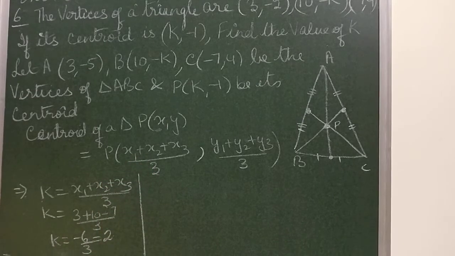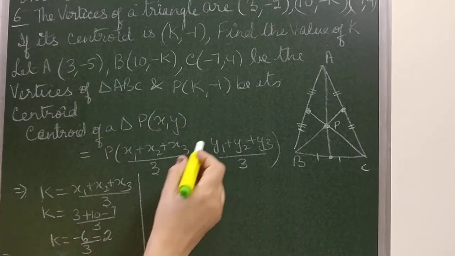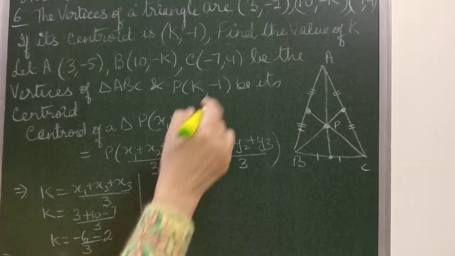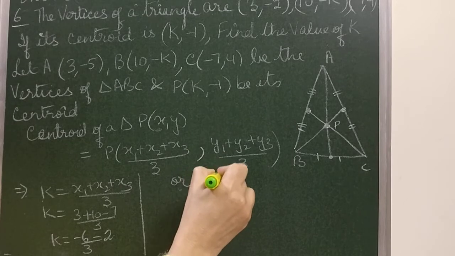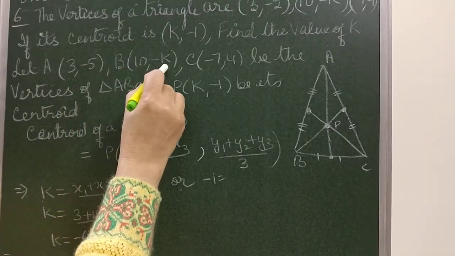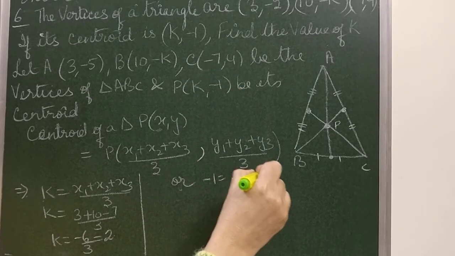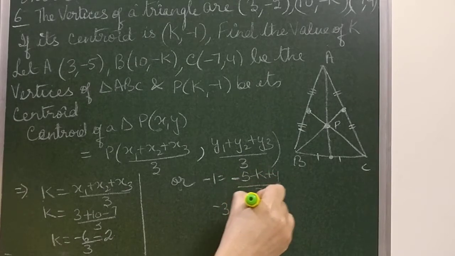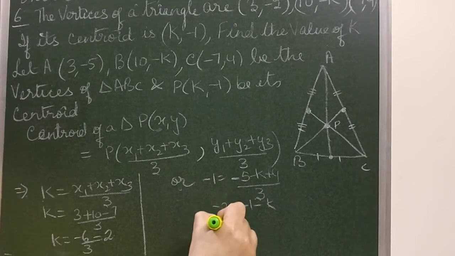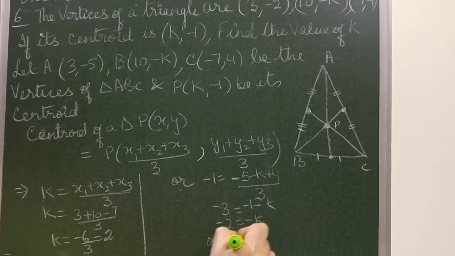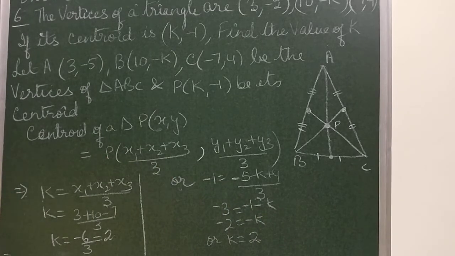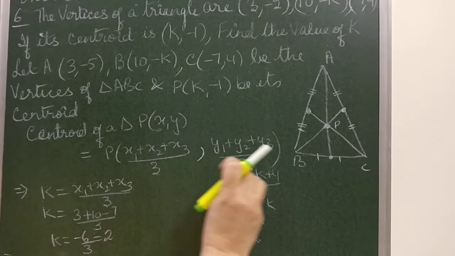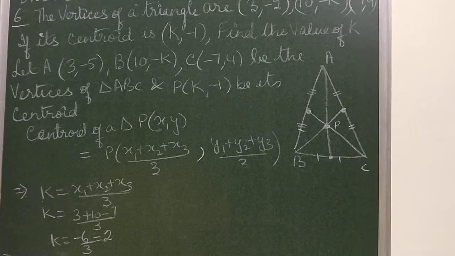Now, only k we had to find out, isn't it? Let us confirm it, or we can even use the formula for y. Suppose we are using y, then y equals minus 1. Minus 1 equals (y1 is minus 5, minus k and 4), minus 5 minus k plus 4 divided by 3. So this will be minus 3 and this will be minus 1 minus k. So it will be minus 2 equals minus k, or k is equal to 2. Any of these formulas can be used, right? So only one will be sufficient. So I am taking only this. Leave this part, right? So have a look at it. Sum number 6.